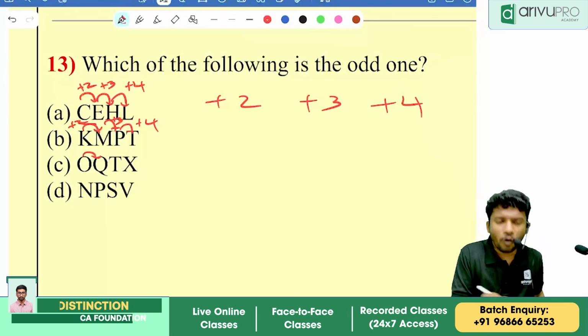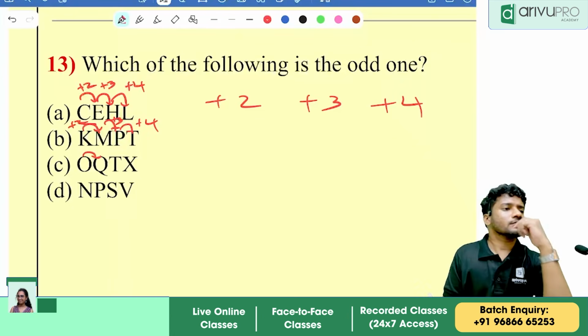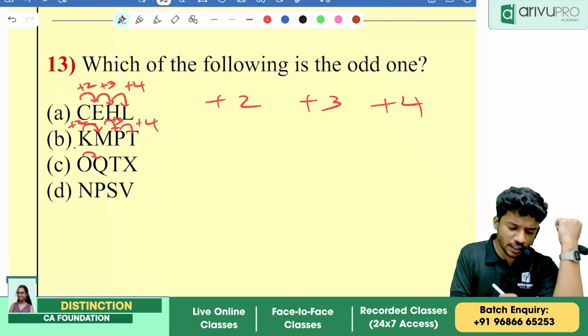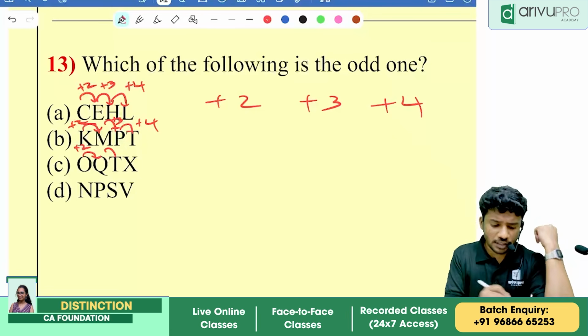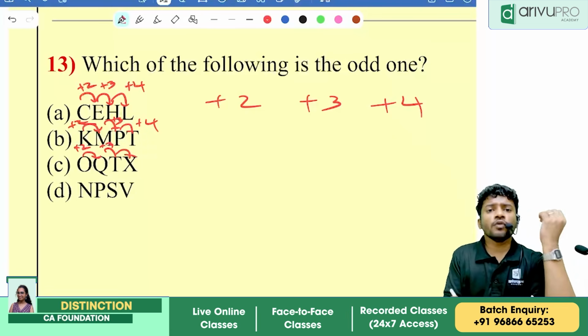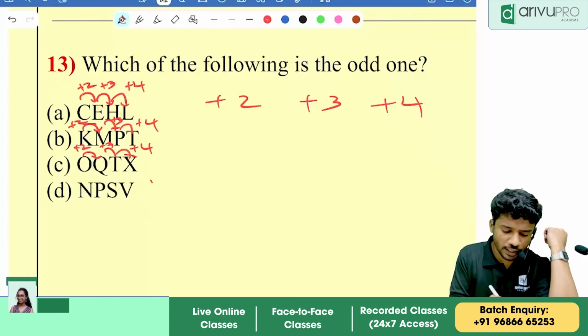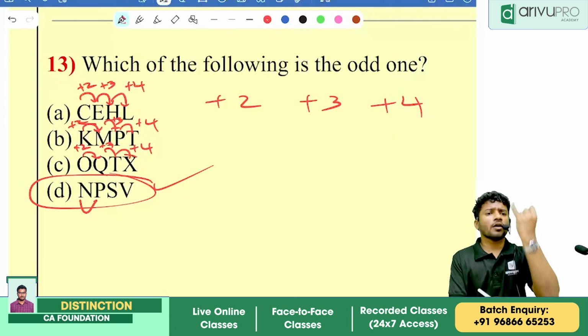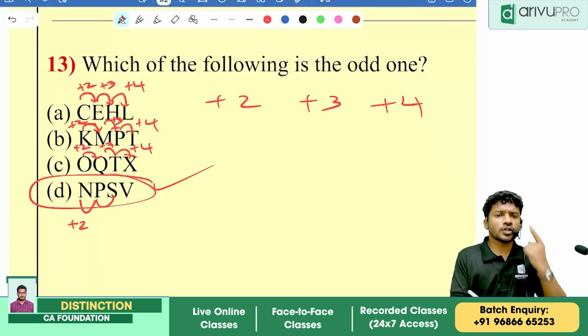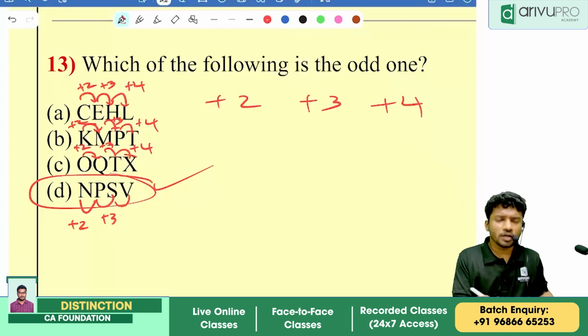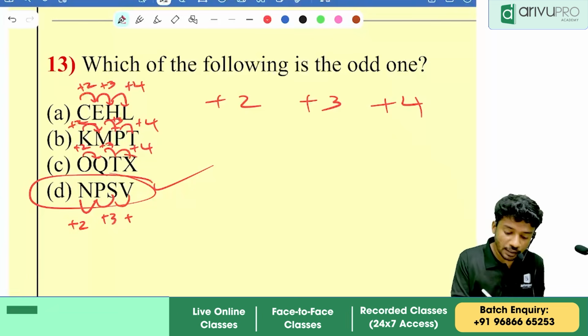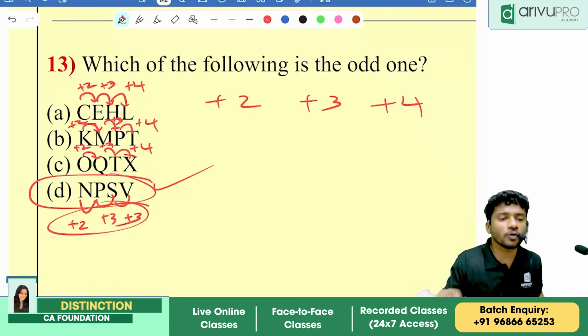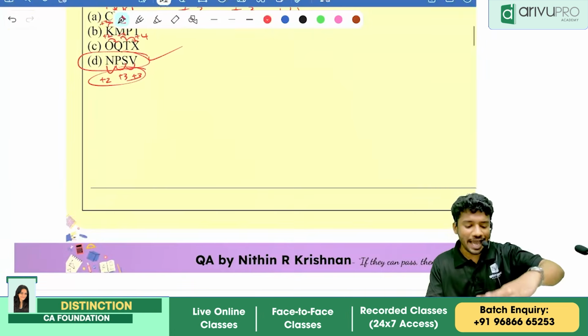Now you check. O, Q. Tell me. P, Q plus 2. R, S, T plus 3. U, V, W, X plus 4. That means the answer will be what? Option D. You want to check? N, P, O, P, correct? Plus 2. Q, R, S plus 3. Then T, U, V again plus 3. That means this is the odd one. Option D is the answer.